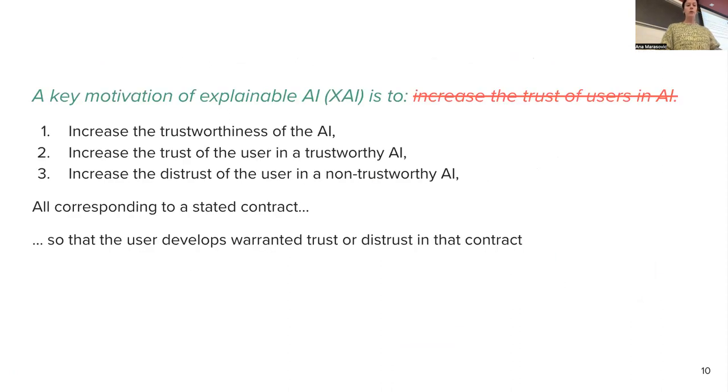Very good. Okay, so with all these definitions in mind, we revised that very vague motivation for introducing explainability. Instead of saying just the sentence, a key motivation of explainable AI is to increase the trust of users in AI, we should instead say that the motivation is to increase the trustworthiness of AI, the trust of the user in trustworthy AI, and the distrust of the user in non-trustworthy AI, which is a motivation that's often forgotten. All of this has to be done corresponding to a stated contract, and the goal is that the user develops warranted trust or distrust in that contract. So it is way more wordy than just one sentence, but it's really necessary if you want to talk about something concrete rather than something very vague.